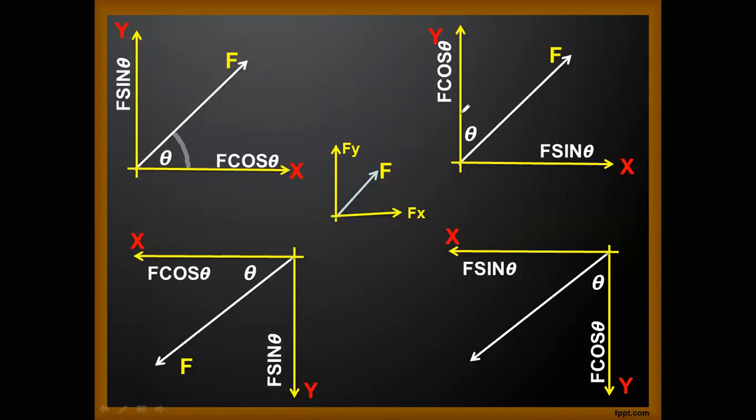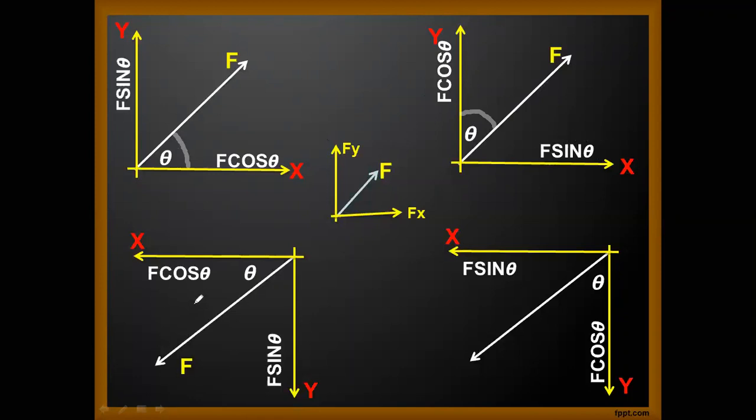Same way, if the theta is made with respect to vertical, then the horizontal component will be f sin theta and the vertical component will be f cos theta. Based on which axis the theta has formed on, the component of the force will change. Here you see the theta has been formed with respect to horizontal, so the horizontal component is f cos theta. Here the theta has been formed with respect to vertical, so the horizontal component is f sin theta.